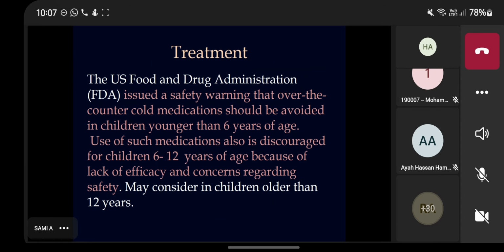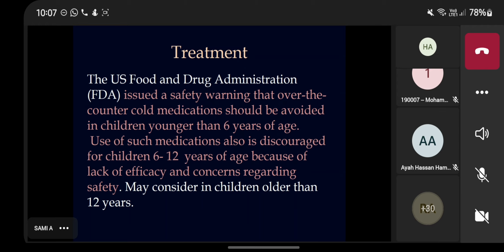Now, the treatment of, as you know, common cold is self-limited illness. So our advice for caregivers is really just to give antipyretic in case of fever, hydration, and for nasal congestion, we use just saline nose drops. And antiviral is usually not recommended.